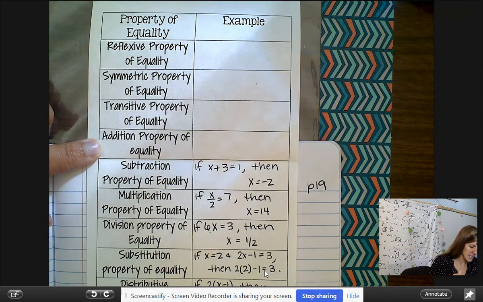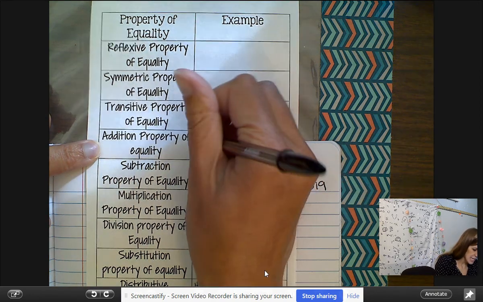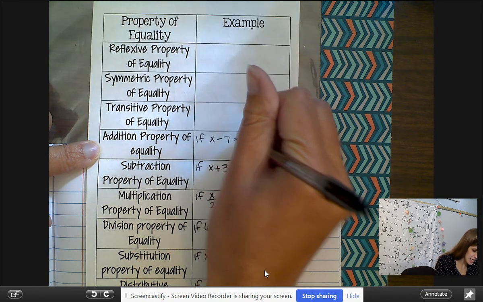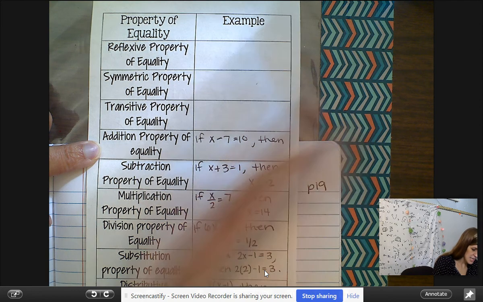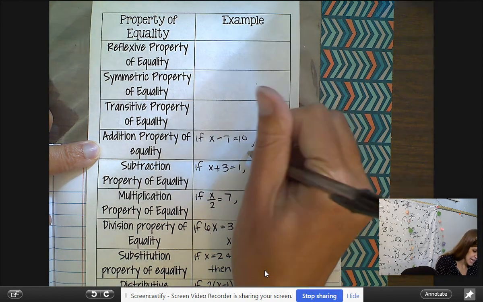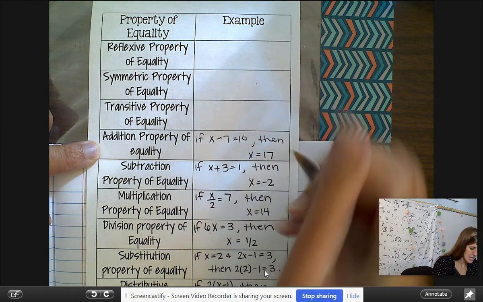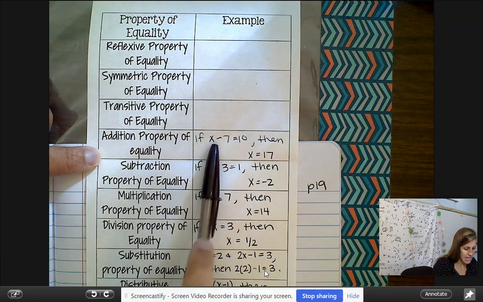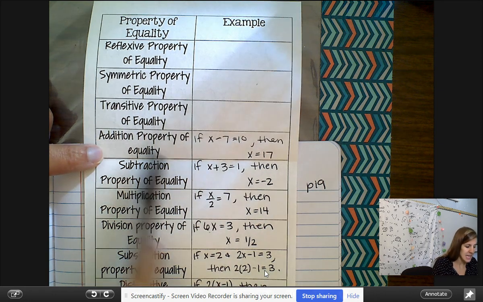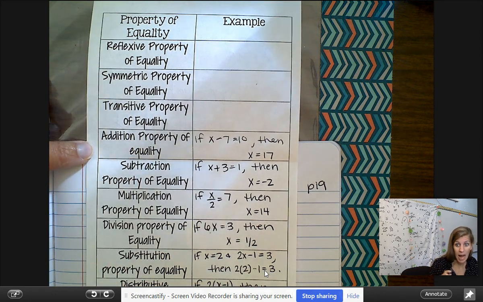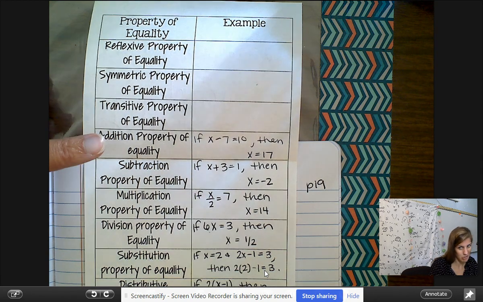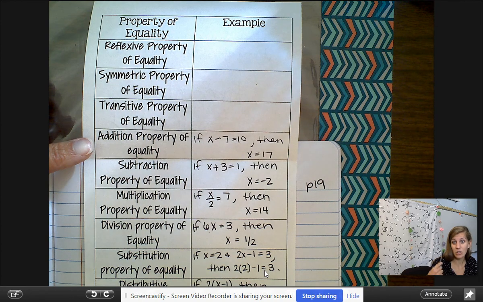Okay, up here we got our addition property of equality. If I had x minus 7 equals 10, then by the addition property of equality, I could add 7 on both sides, and x would be 17. So again, with these ones, it's kind of weird because you see subtraction, but what you're doing on both sides is addition. So that's why it's by the addition property, and similarly for subtraction. So it's kind of opposite of what you see, but it's actually what you're doing.